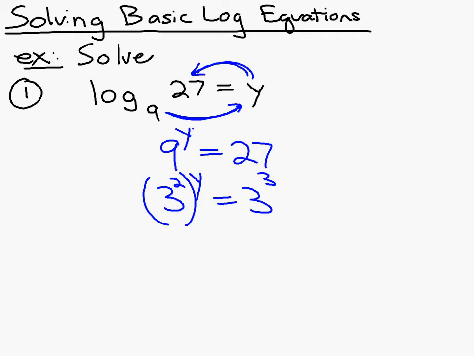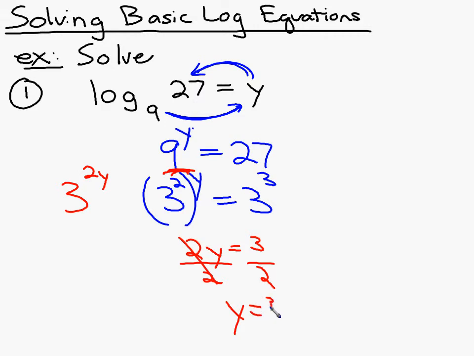And we already have what we want, which is 3 to a base. Power to a power, you multiply these two. So that's actually going to be 3 to the 2y. So I can drop the 3's now, and I have 2y equals 3. Divide both sides by 2. y equals 3/2. So it's basically just an exponential equation after you do the switch.